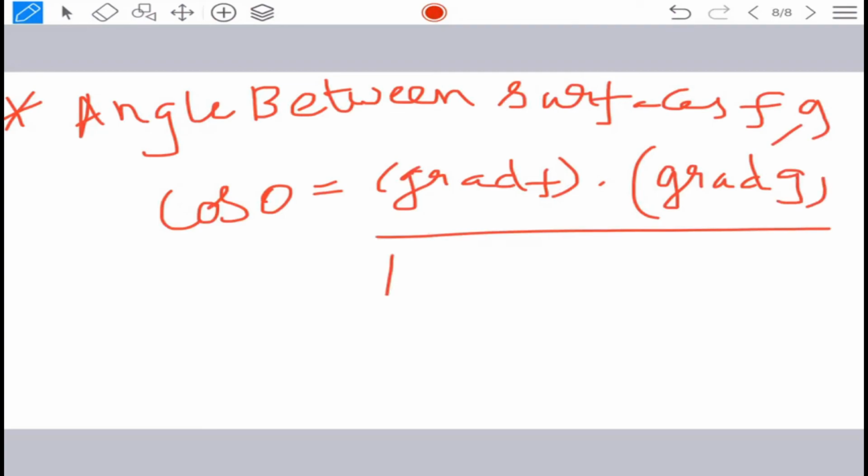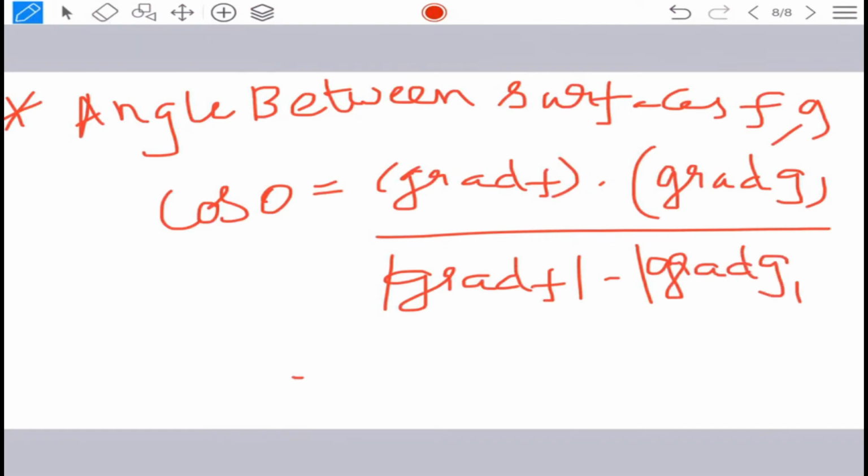Simply, grad f by mod grad f is the unit normal vector for f, and grad g by magnitude of grad g is the unit normal vector of g. Here comes cos theta.